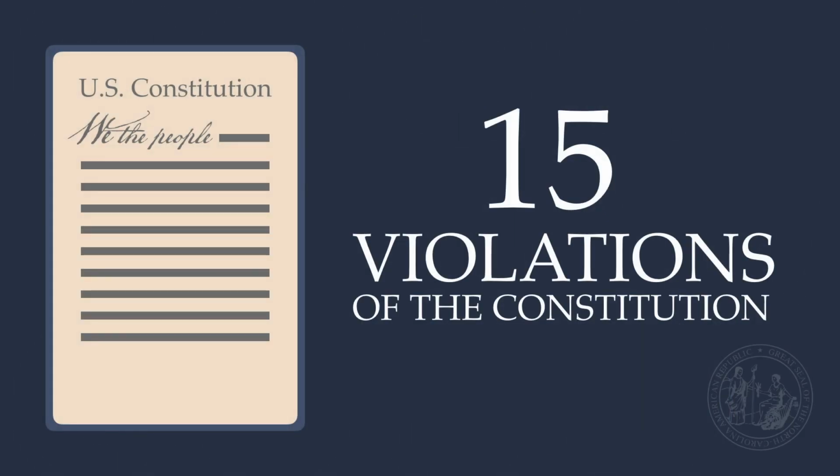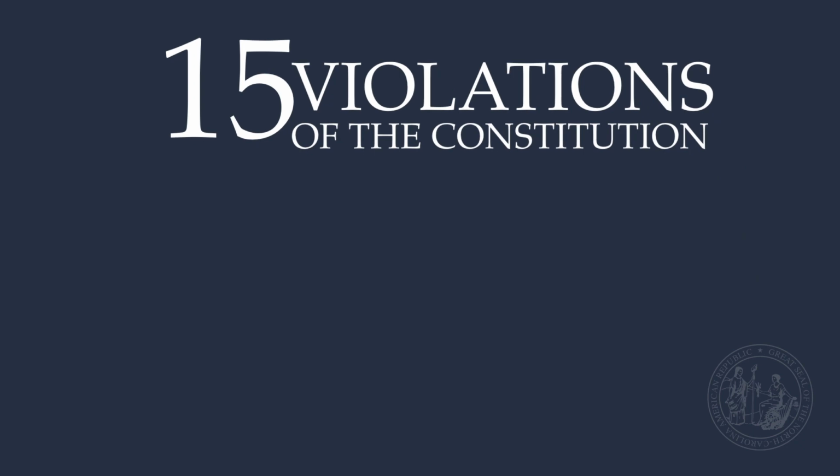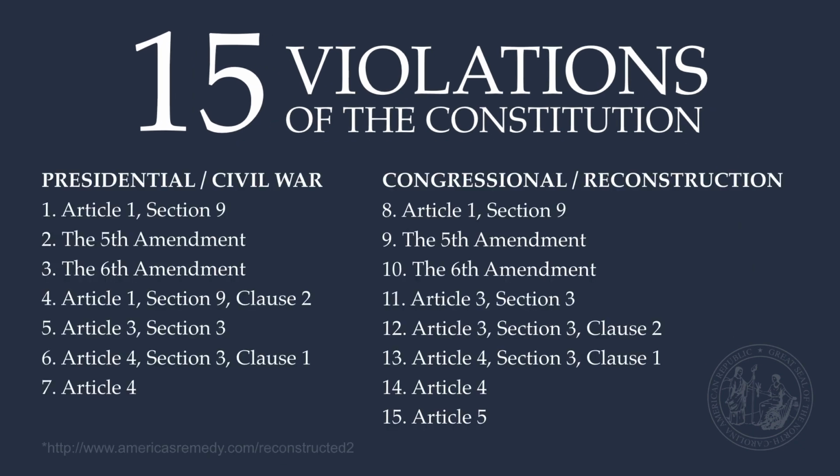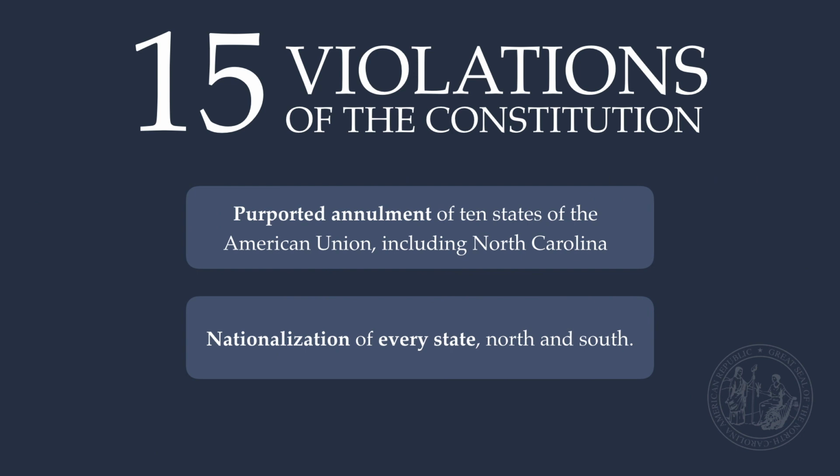With the Civil War and Reconstruction combined, we find at least 15 distinct violations of the Constitution which resulted in the purported annulment of 10 states of the American Union, including North Carolina, as well as the nationalization of every state, North and South.